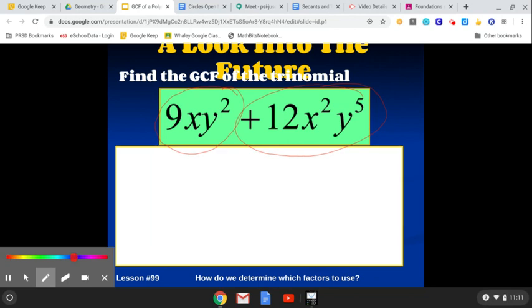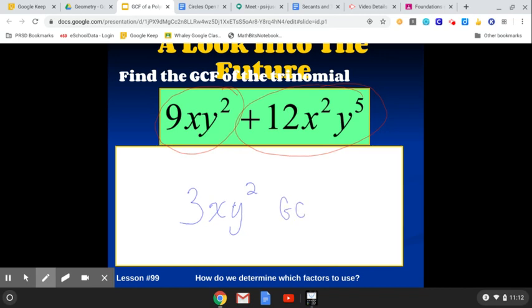All right. Do 9 and 12 have a number that divides evenly into both of them? Yep, it's 3. They both have an x. One is x squared, one is x. Take the one with the lower exponent, so x. They both have a y. One is y squared, one is y to the 5th. So we take the one with the lower exponent, y squared. So 3xy squared is my GCF.